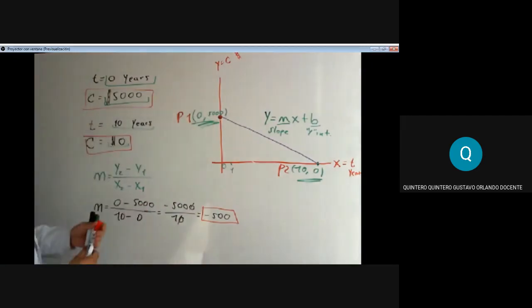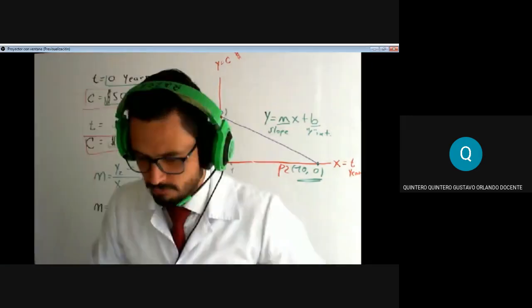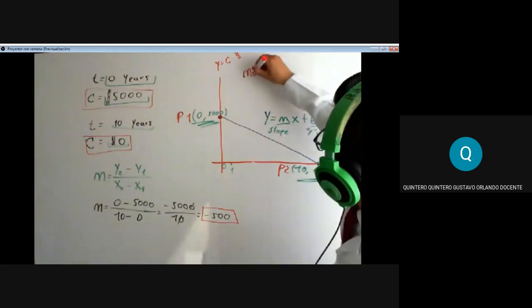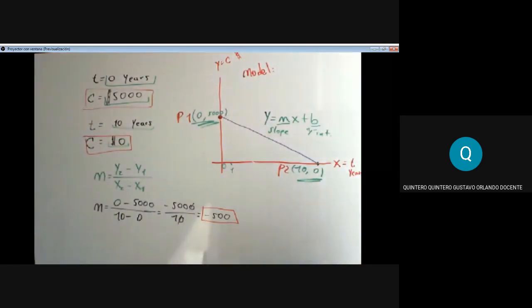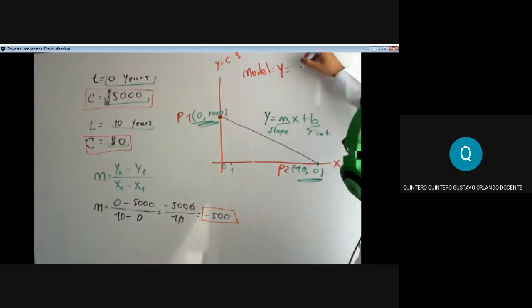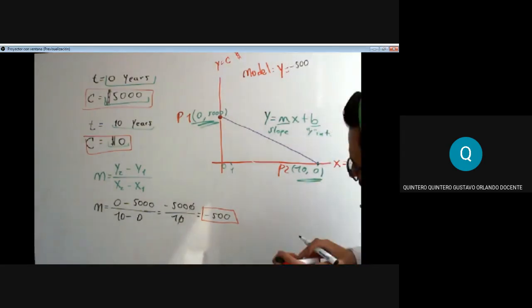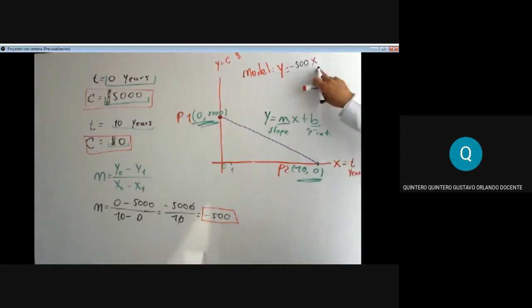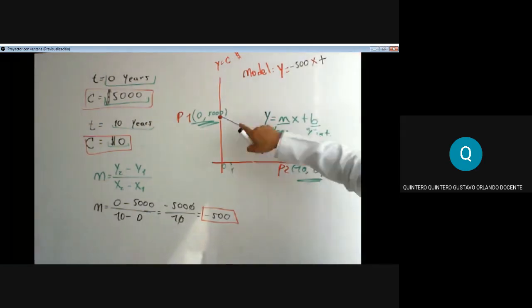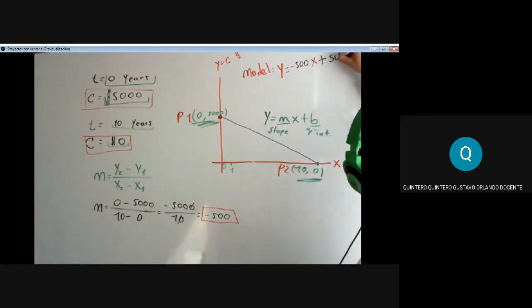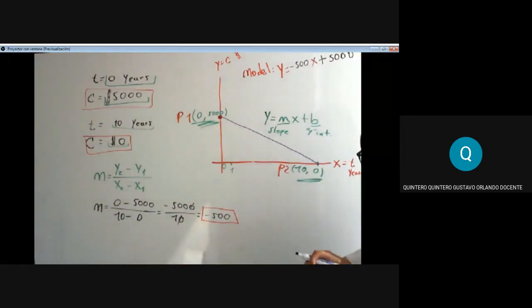In other words, the model, let me write it right over here. Model. The model will be y equals the m, the slope, which is negative 500. So negative 500x, which is our variable. Remember, x and y are our two variables, right? And then plus b. But again, b is the y-intercept, which is 5,000. So plus 5,000.